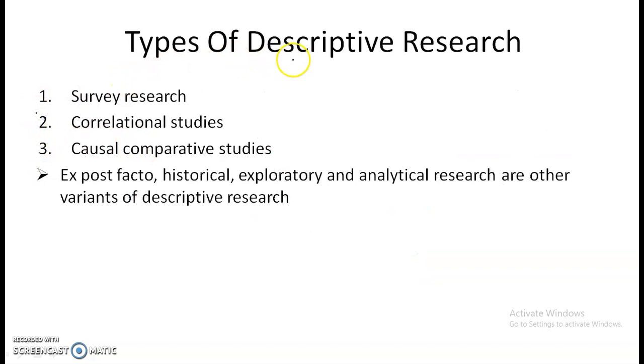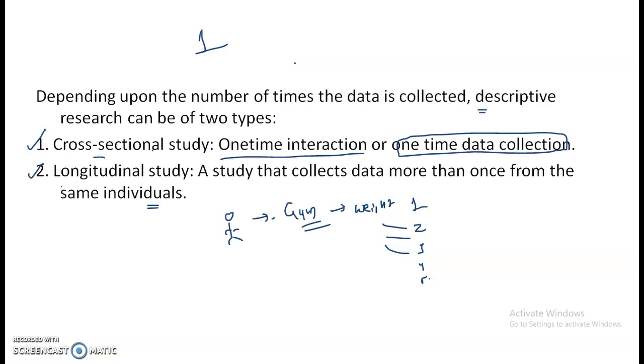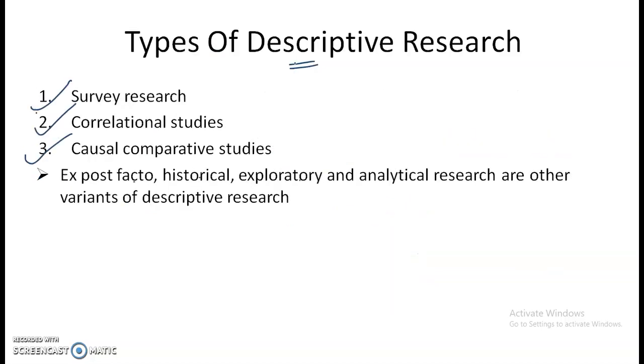So here we have a few more different types of descriptive research. Apart from cross-sectional and longitudinal, there are survey research, correlation research, and causal comparative studies. Ex post facto, historical, exploratory, and analytical research also come under the types of descriptive research. Fine, guys. There are so many types of descriptive research. Out of that, the two I explained are cross-sectional and longitudinal. And the remaining ones, that is 1, 2, 3, 4, 5, 6, 7, we will see right now.